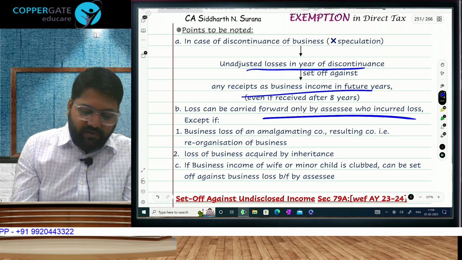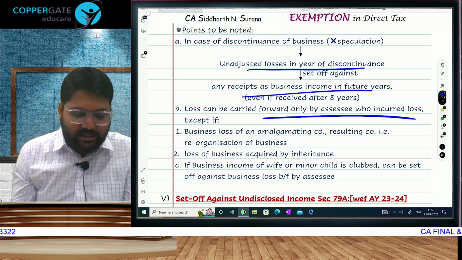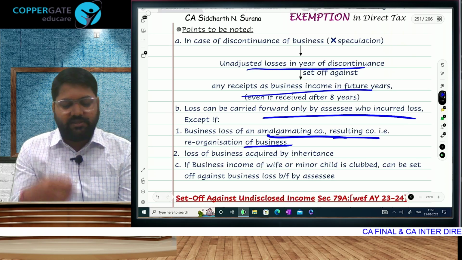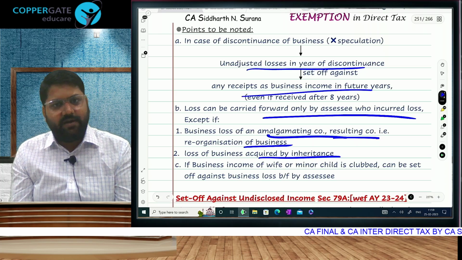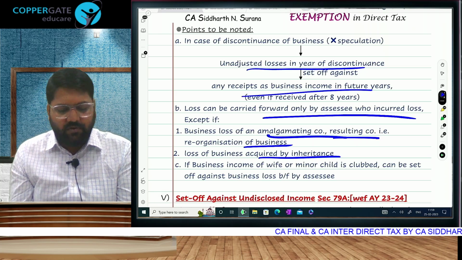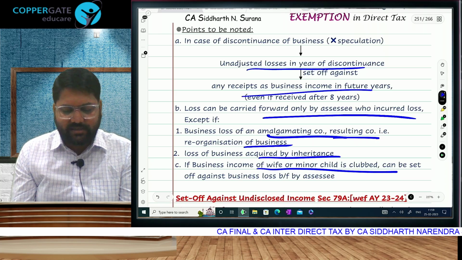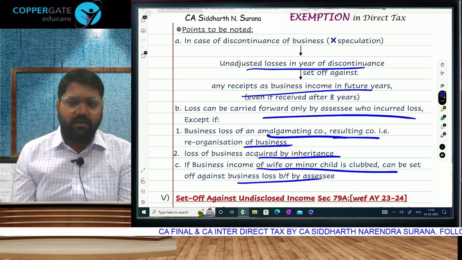Loss can be carried forward only by the assessee who suffered the loss, except in case of amalgamating company or resulting company reorganization business, where it can be carried forward by the successor. Loss of a business acquired by inheritance, then you can carry forward the losses of the predecessor. And if business income of wife or minor child is clubbed, then obviously losses can be adjusted. In these cases, the other person will be allowed.